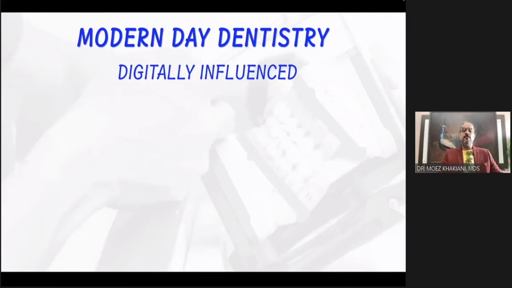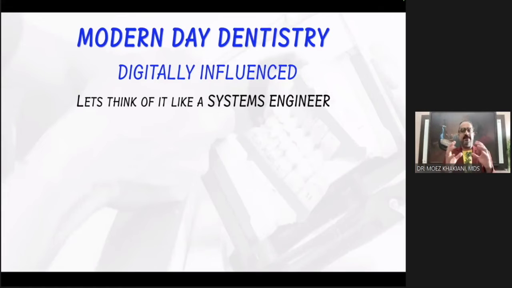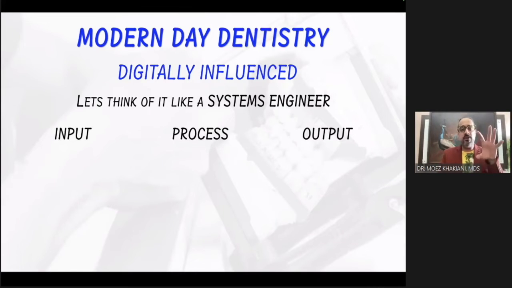Now, when we say digitally influenced, kya aata hai isme? What all comes under the domain of being digitally influenced? And I want all of you to think like a systems engineer, because that's how I think. How does a systems engineer work? First thinks about an input, then thinks about a process, then thinks about an output. It's very similar to how our computers work, right? There's an input, there's a processor, and then there is the output.